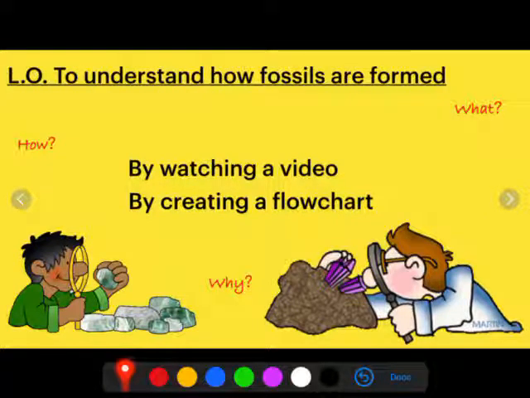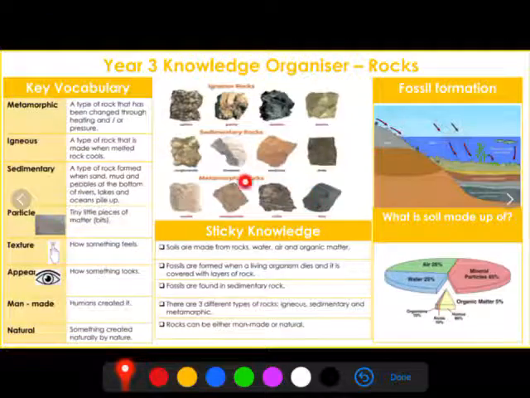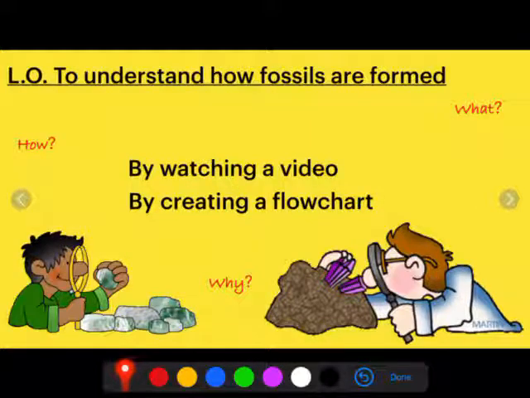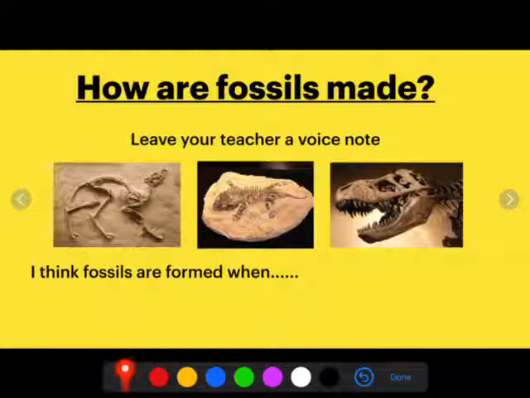Your learning objective for today is to understand how fossils are made. So remember, referring back to your sticky knowledge and this diagram on fossil formation. So to understand how fossils are formed, and you will be watching a video and creating a flowchart. Now, we have a question for you. How are fossils made? So maybe looking at the sticky knowledge, or maybe your own knowledge you have, your previous knowledge you have on rocks and fossils, I would like you to leave your teacher a voice note.